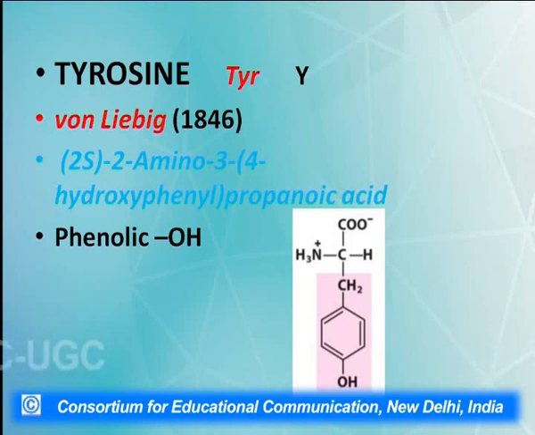Tyrosine can be considered, as we've already said, to be a derivative of phenylalanine, and when we talk of it being a derivative of phenylalanine, one of the H has been replaced by an OH. So we say that in tyrosine, the side chain has a phenolic group in it.